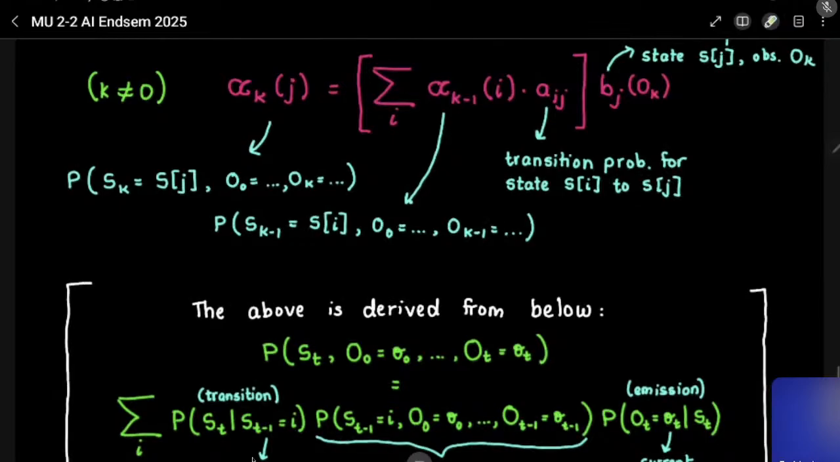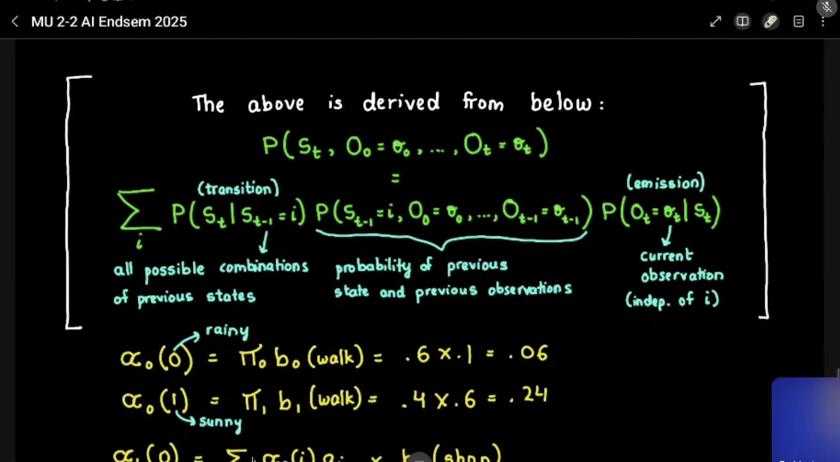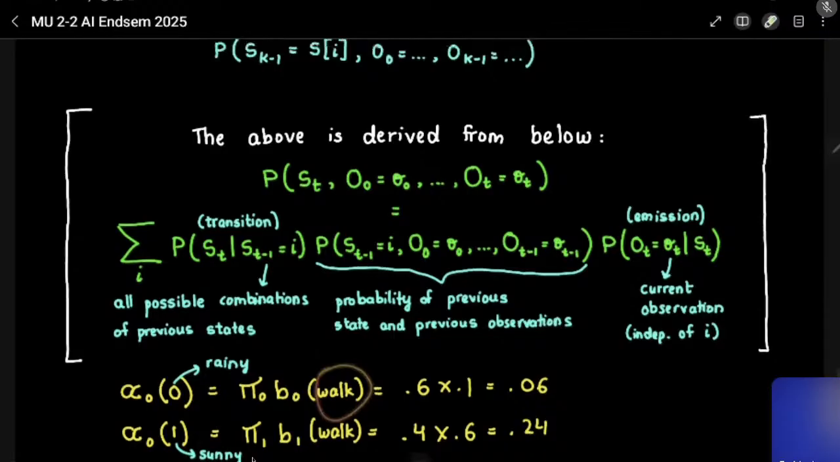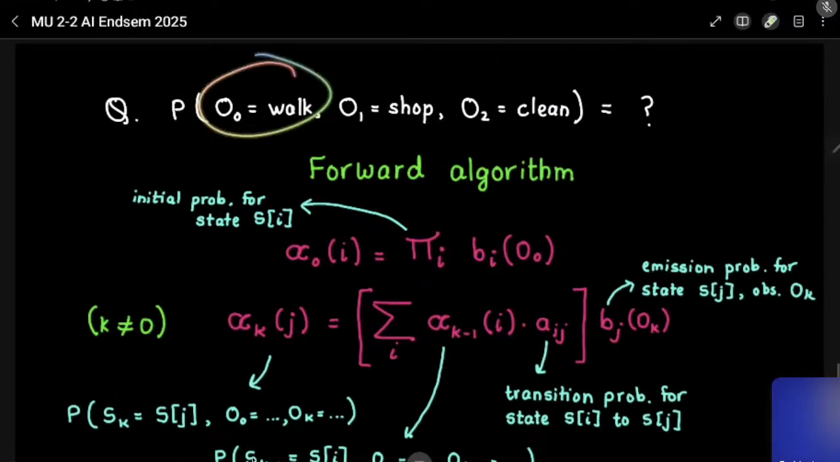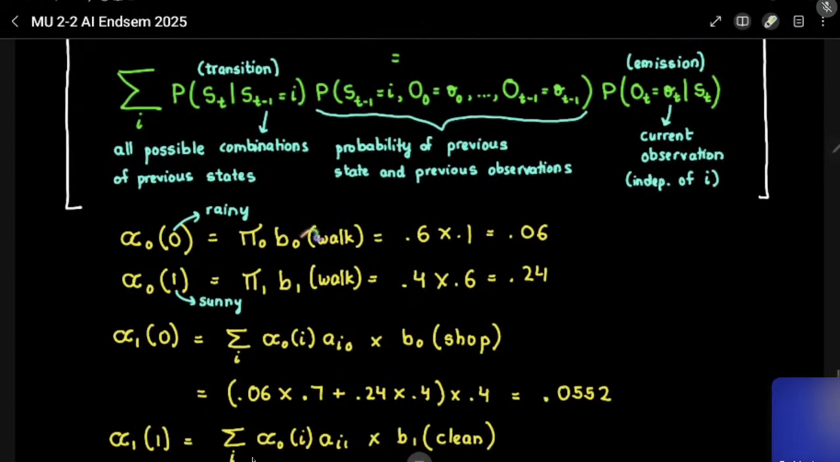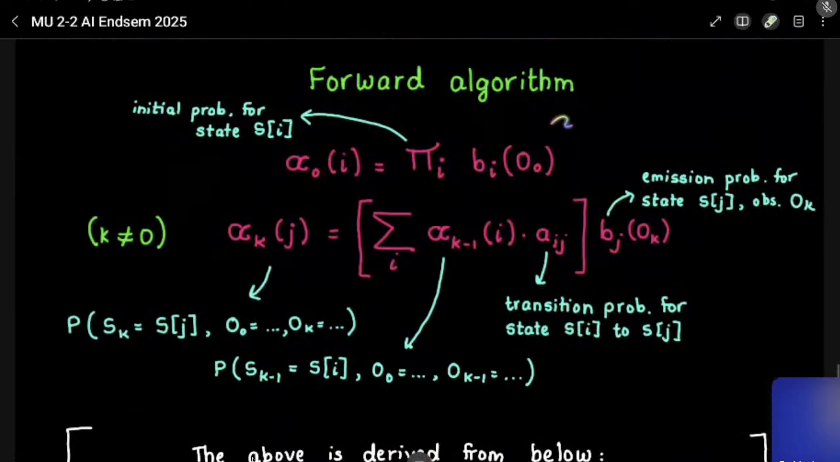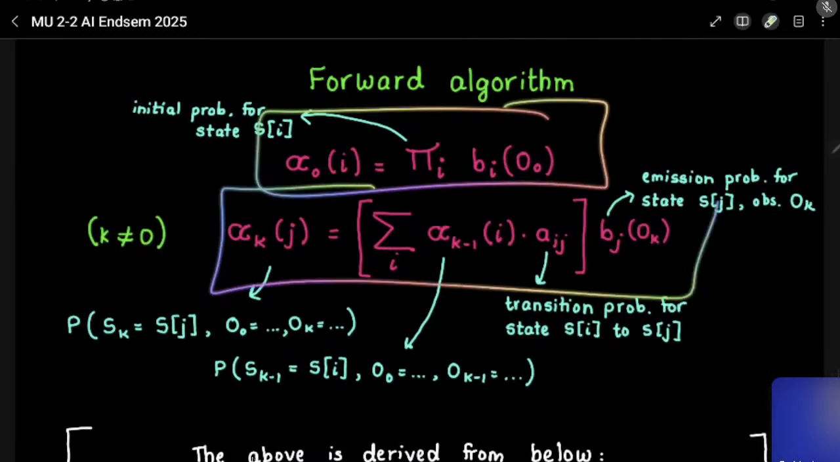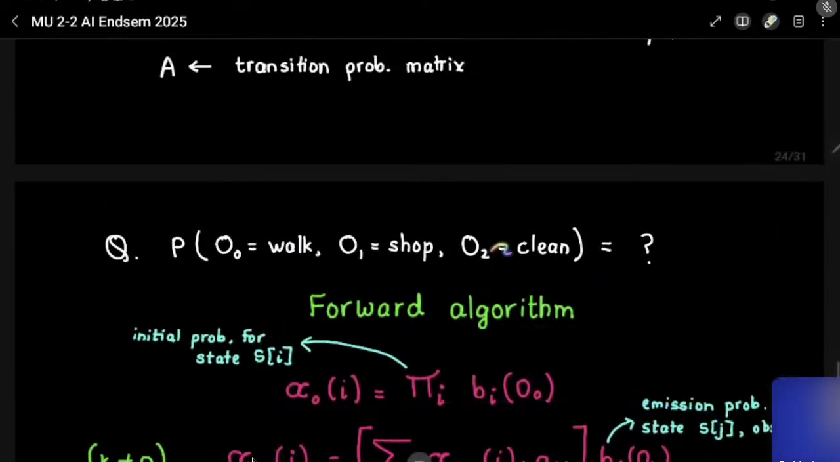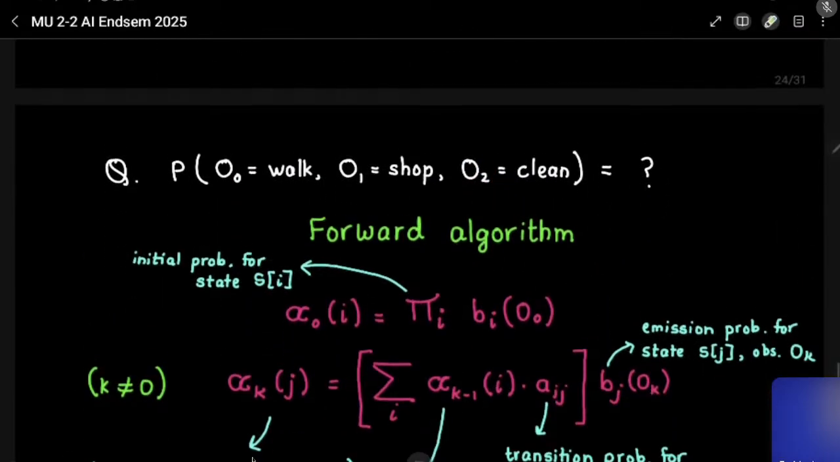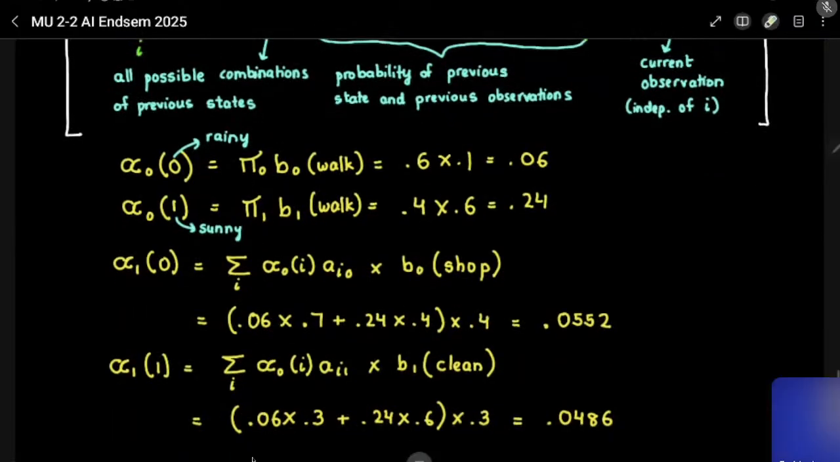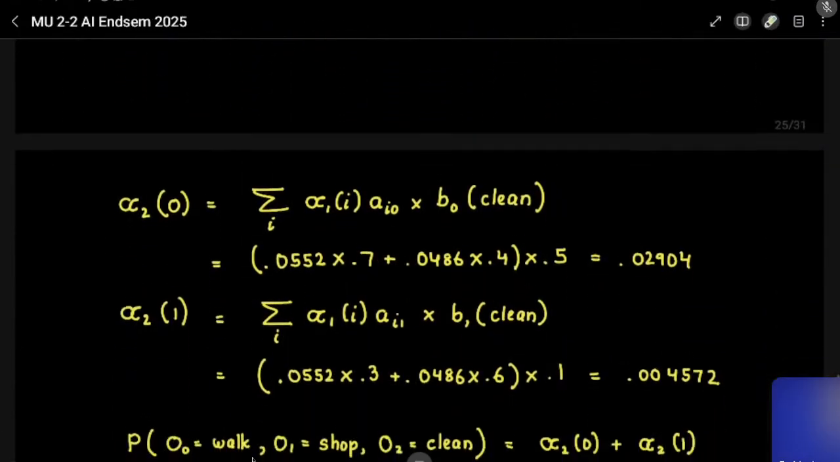Now we'll start using the algorithm. So first we'll have to compute alpha 0. Now it's just a matter of substituting values. So O0 is walk because it is given. O0 is walk. So pi 0 is... Now it's just a matter of substitution. Just apply this for the first time and keep applying this until k reaches this value. So you have to do it until k becomes 2. So you'll get alpha 0, alpha 1 and alpha 2 as well, and that's where you stop.